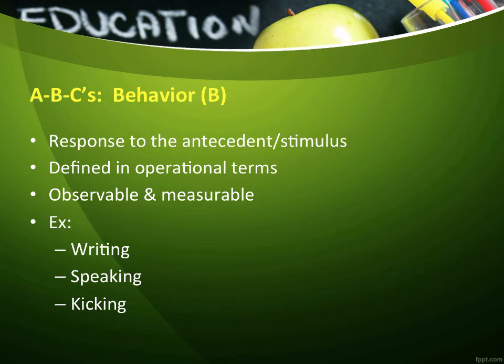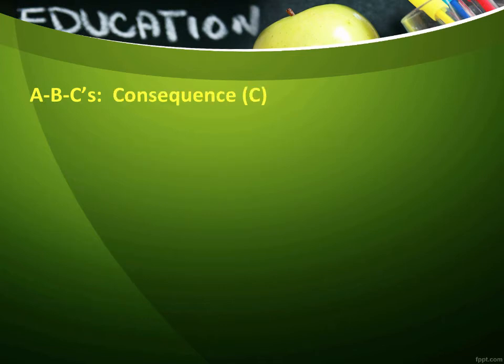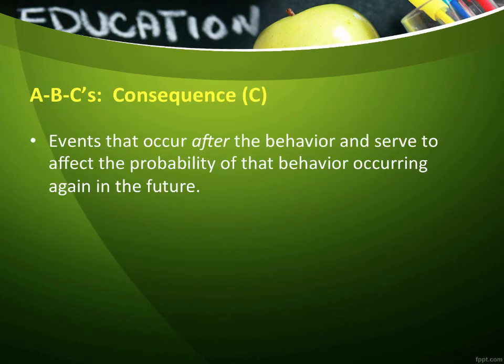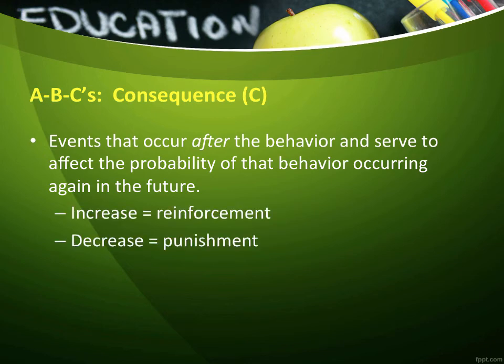As discussed in detail, the B of the ABC is the behavior. It is the response that triggers. It is operationalized so that it can be observed and measured accurately. It follows the antecedent. And the C is the consequence. Again, it is simply the event that occurs after the behavior and affects the probability of the behavior occurring again in the future. If it is a form of reinforcement, the behavior is likely to increase.